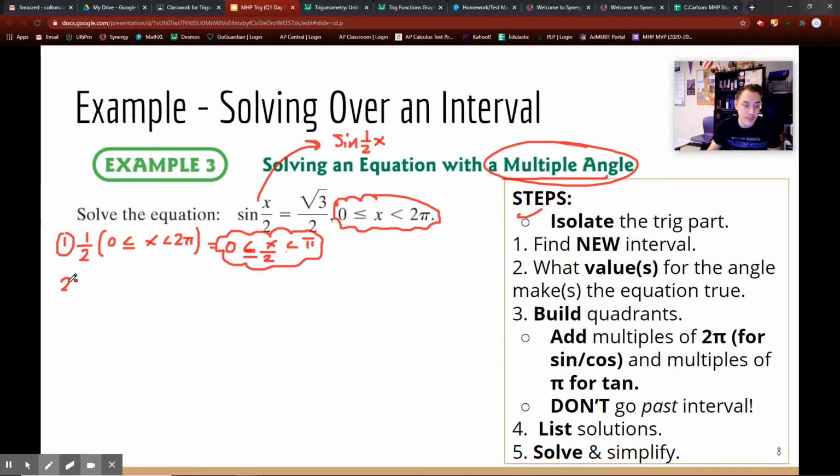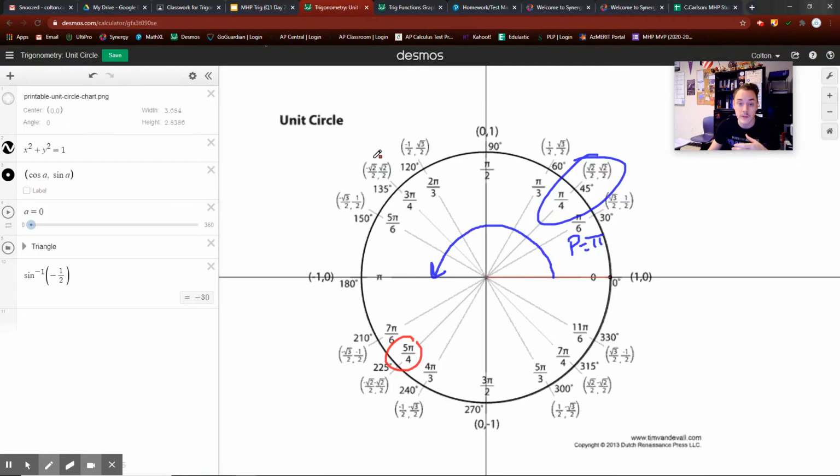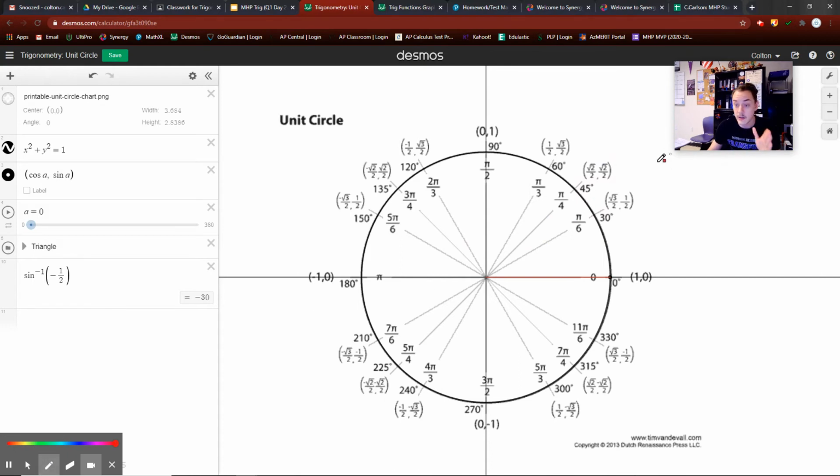Now, my second step is going to be find, my period is 2 pi. My period is 2 pi for sine. So since it's 2 pi for sine, that means I'm going to find on the unit circle where sine equals radical 3 all over 2. So sine equals radical 3 all over 2 on these angles. So radical 3 all over 2 equals at pi over 3. And then I can literally just cross right here. Look at that. Isn't that cool?